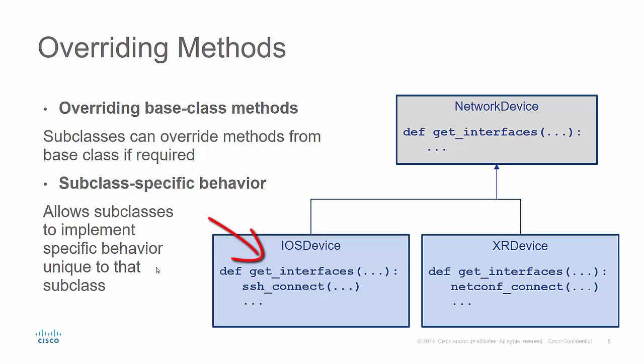For an XR device, which happens to support netconf, the operation and method of performing getInterfaces could be done using something such as netconf. And so getting interfaces will be different for the XR device as opposed to the iOS device. A caller using this type of object can call getInterfaces, and it will return the interface values, but the actual methods inside the device subclass that was used to get the information is unique to that particular subclass.